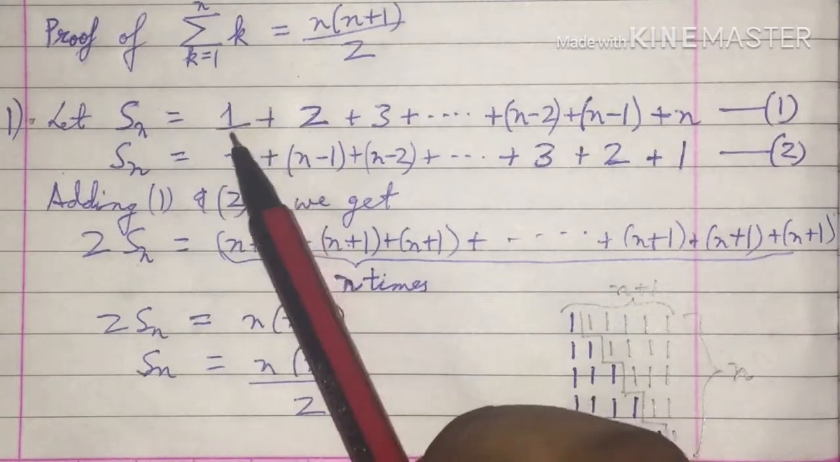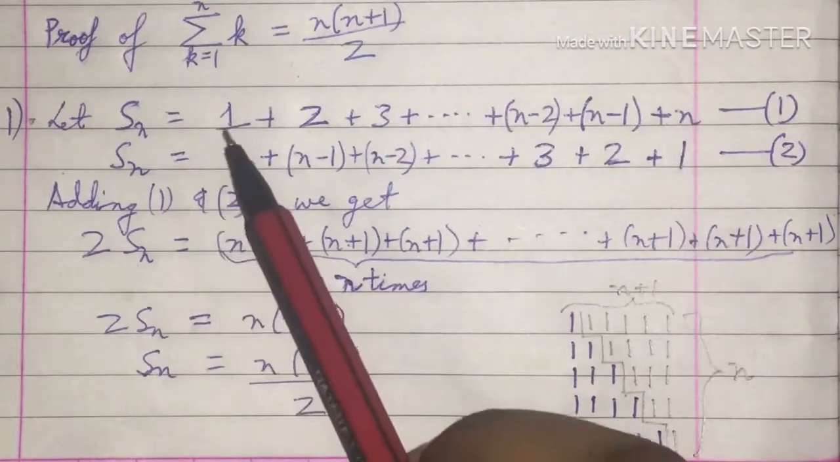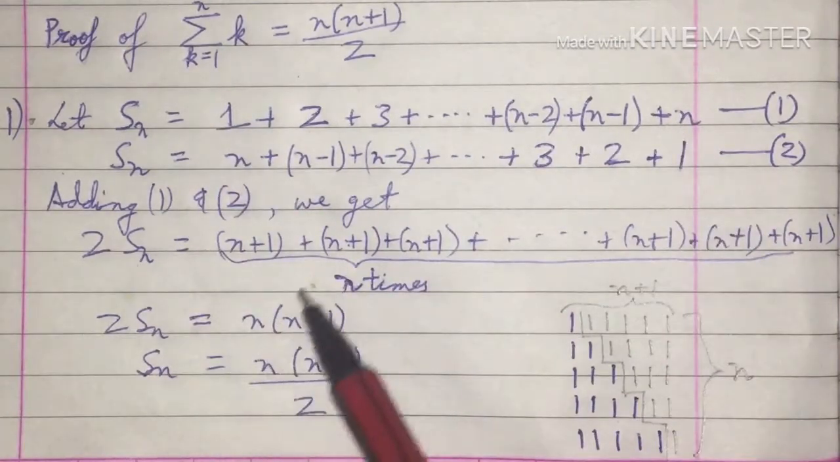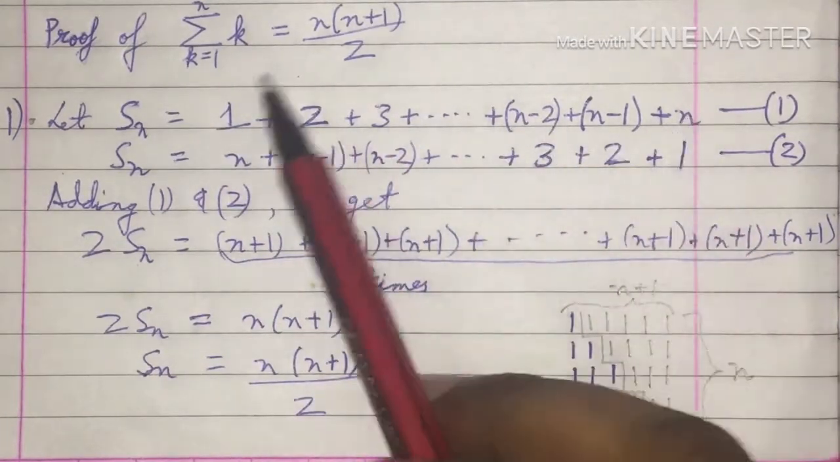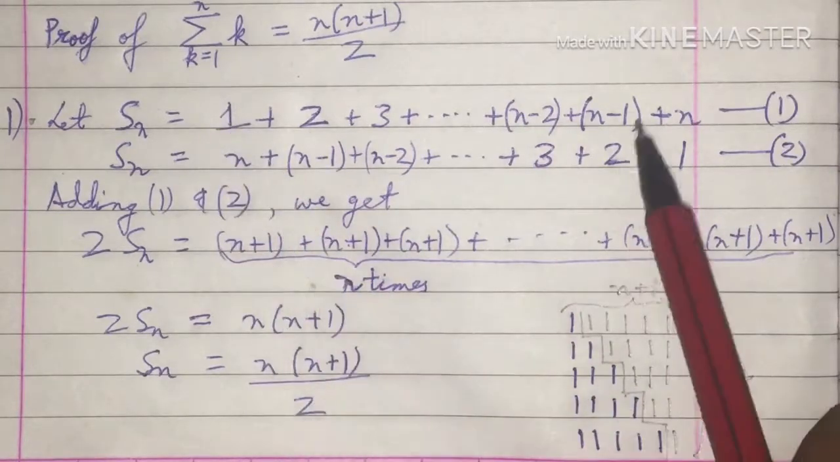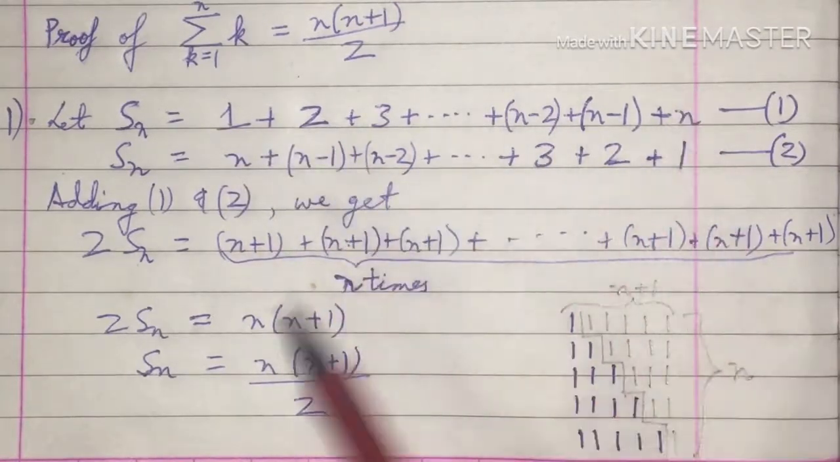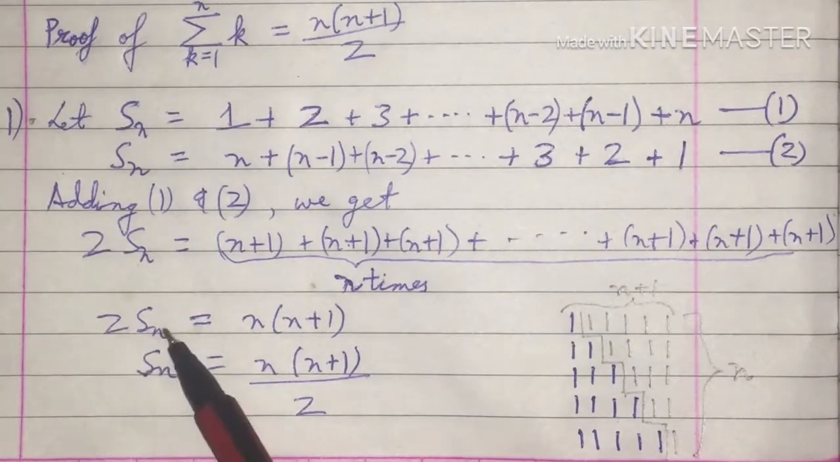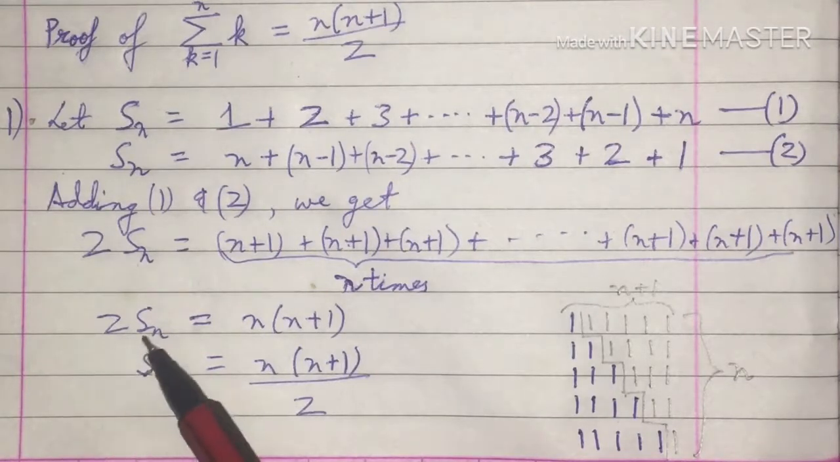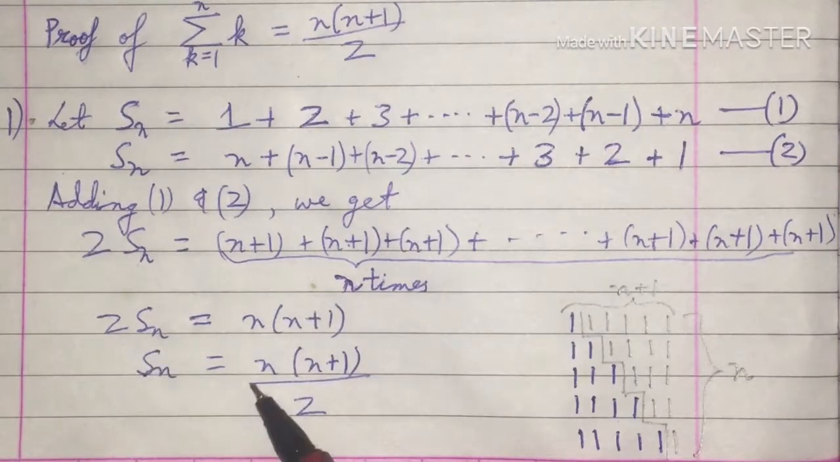Now if you notice, since there are n numbers, 1 till n, the number of elements is basically n minus 1 plus 1, so it just gives n. So there are n elements, so it is repeated n times. Hence twice of Sn is equal to n into n plus 1, and by dividing by 2 on both sides we can write Sn equal to n into n plus 1 divided by 2.